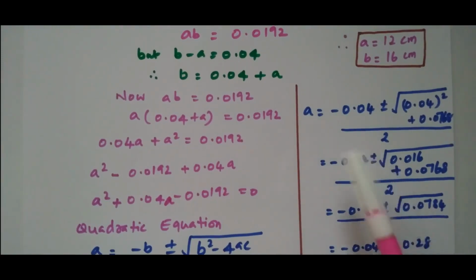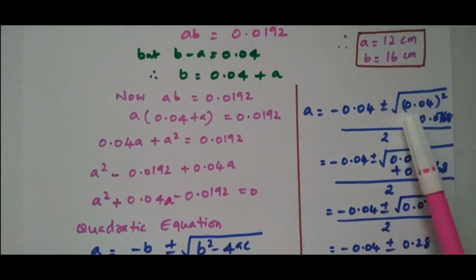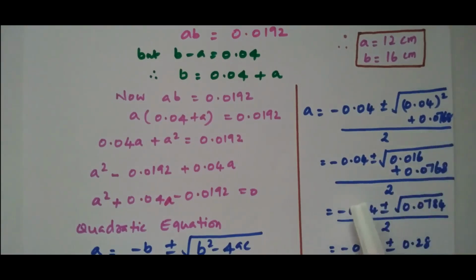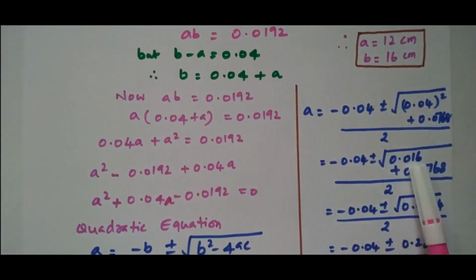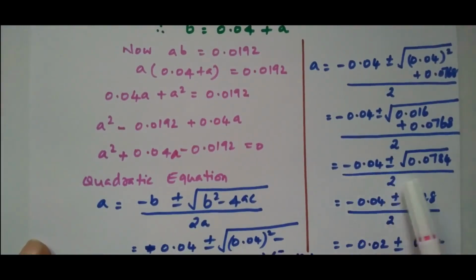So that is simplified: 0.04 plus or minus the square root of 0.04 squared plus 0.0788. Right? So after simplification, what do we have? Minus 0.04 plus or minus the square root of 0.0784, divided by 2. Right? Now both the values are added together.